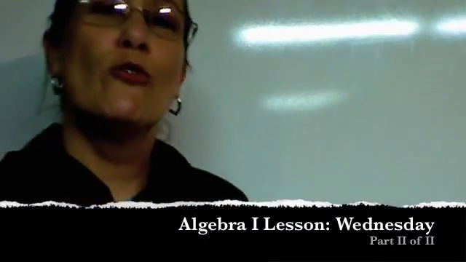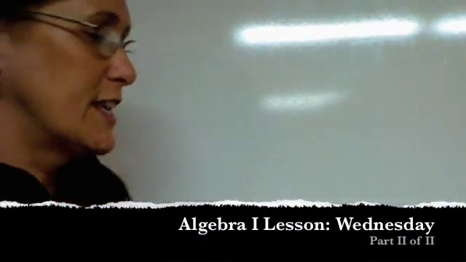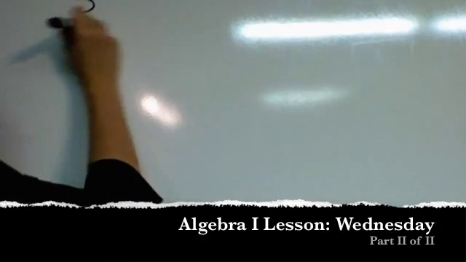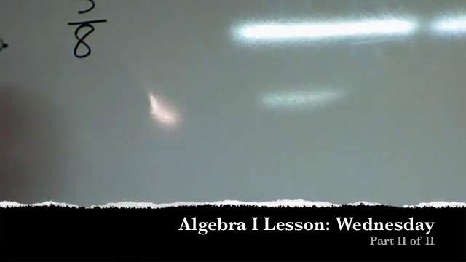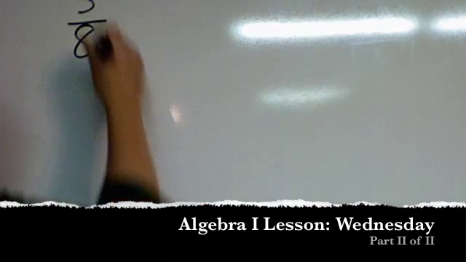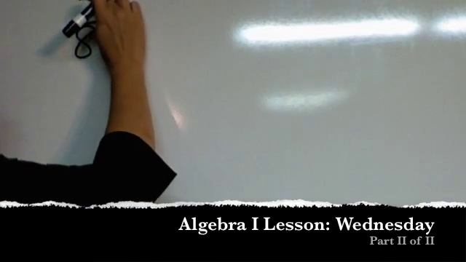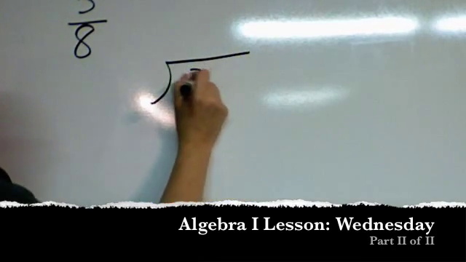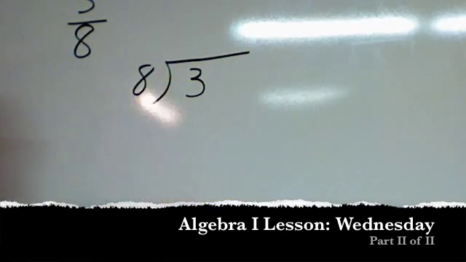Changing a fraction over into a decimal is a good skill to have. Again, rewriting things into different forms. If you have the fraction 3/8, how do we write that into decimal form? Well, this is the same thing as saying 3 divided by 8. So you put 3 divided by 8.